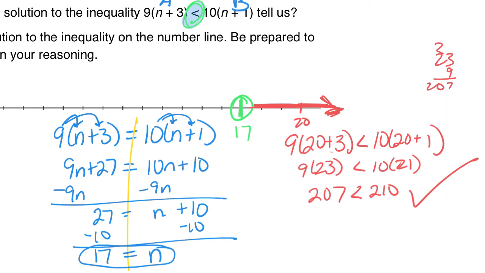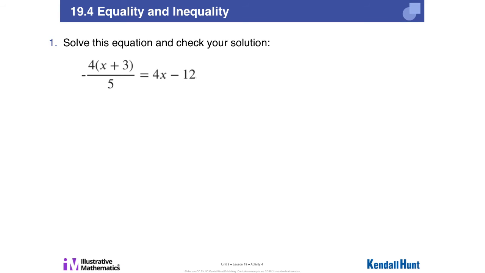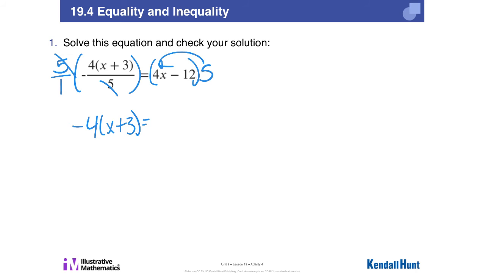expensive than Orchard B. We're going to practice solving another inequality, but first we're going to solve an equation that goes along with it. In solving this equation, my first step would be to multiply both sides by 5 because that's going to get rid of your fraction. When you do that, those 5's cancel out and you're left with this to solve.